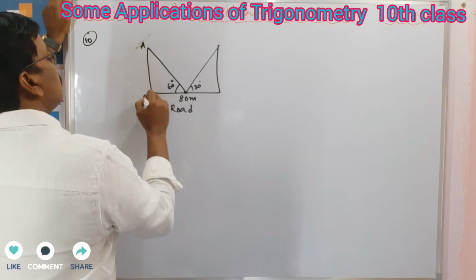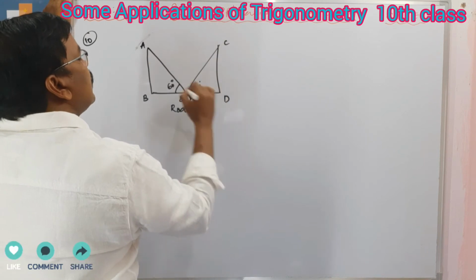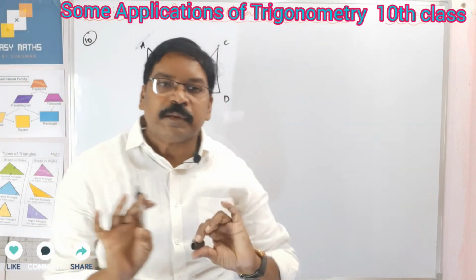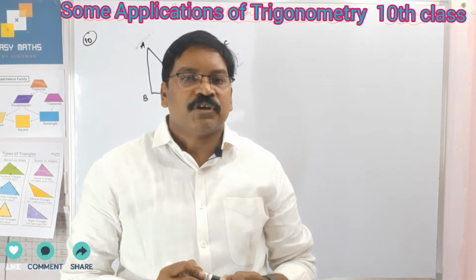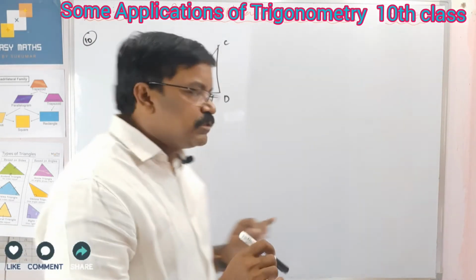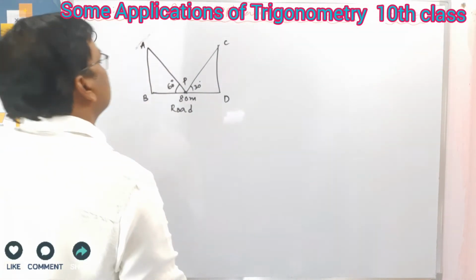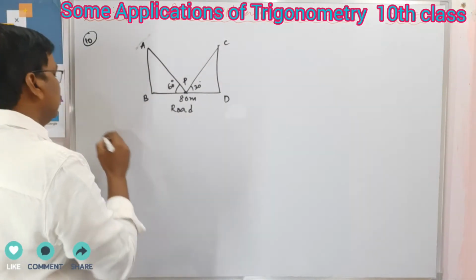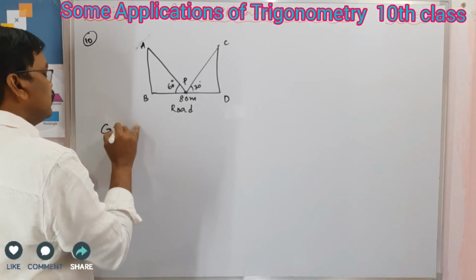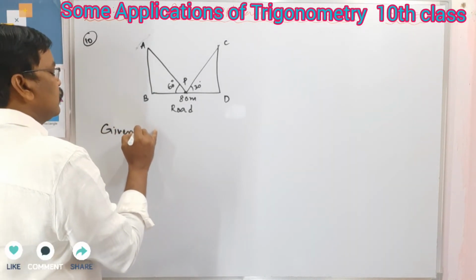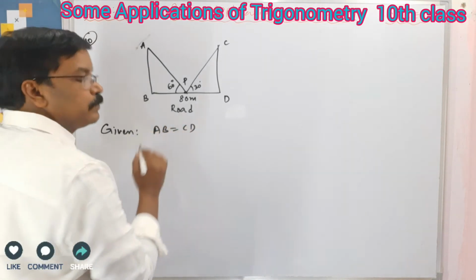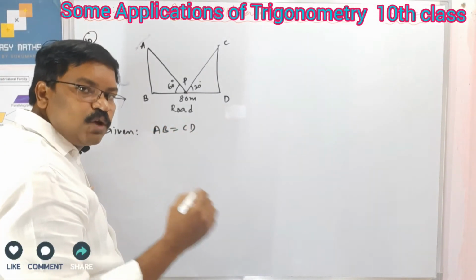Okay. These are A, B, C, D and P is the point on the ground. Actually, this P is not a midpoint. P is just between B and D, right? Here the two poles are equal in height. That means, given, AB is equal to CD. The two poles are of equal heights.